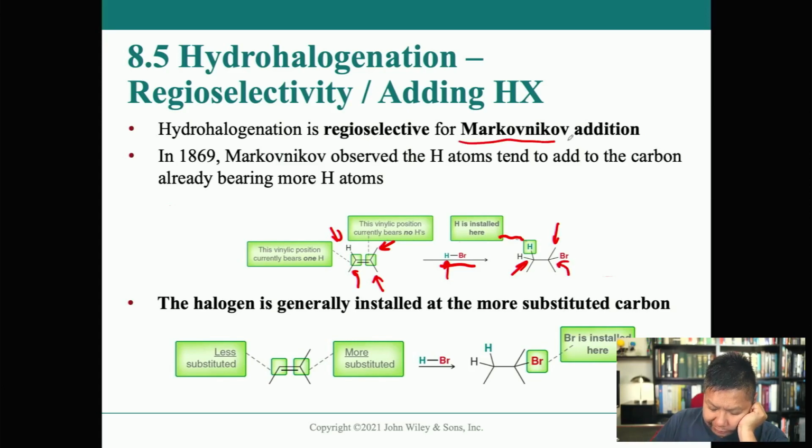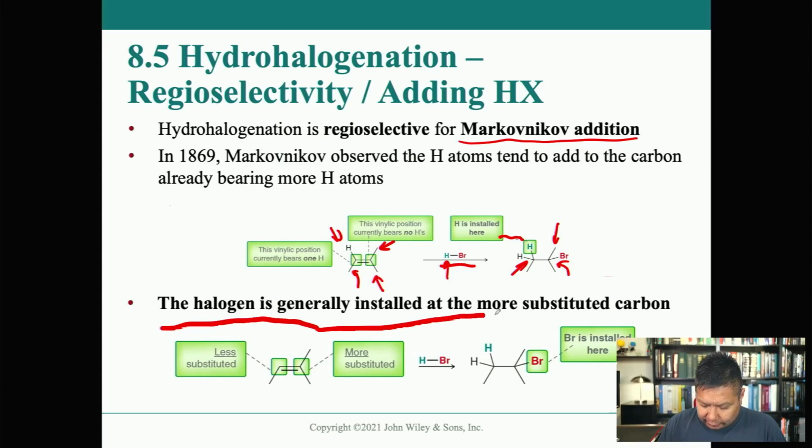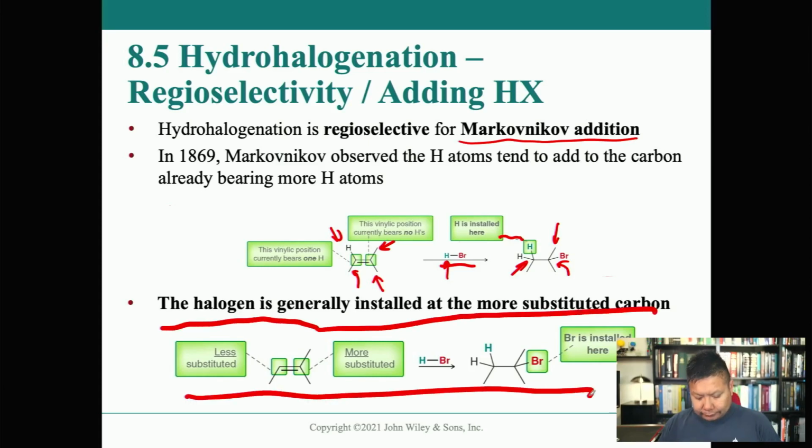So that is called a Markovnikov addition. What Markovnikov addition says is that hydrogens will be added to the less substituted side, or the side that has more hydrogens already on it. And in turn, the halide will be added to the side that's more substituted. Halogen is generally installed on the more substituted carbon. I don't know why this picture here is so much bigger than this picture. There's room for me to actually expand this, and I didn't expand it, and I apologize. I'm sure you can read it, though.